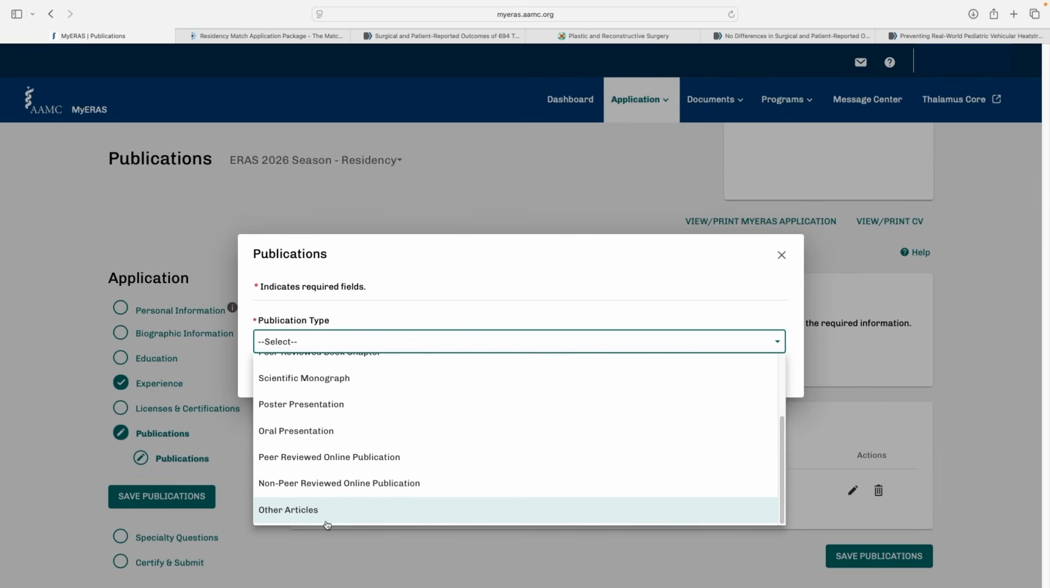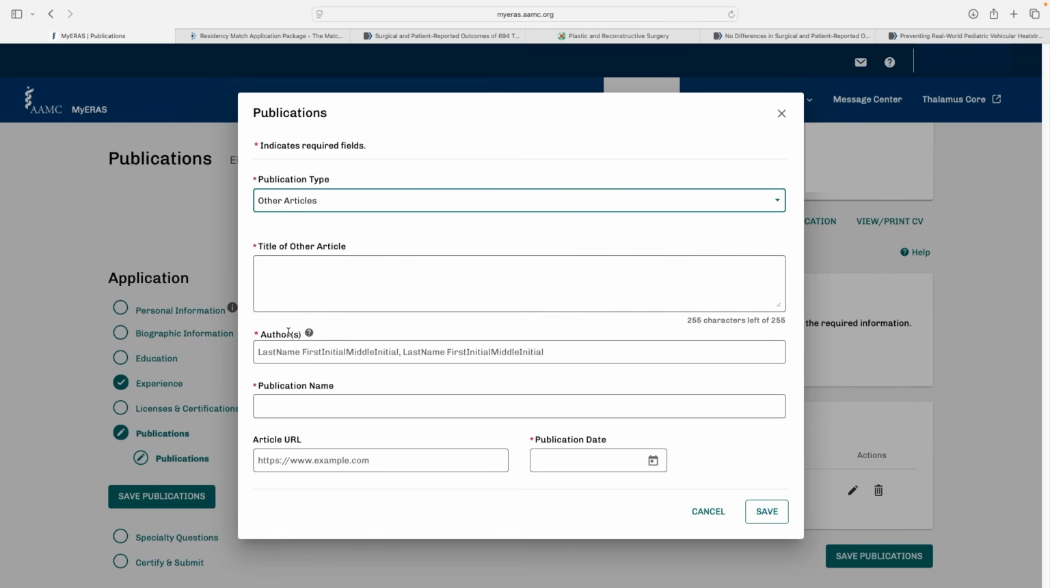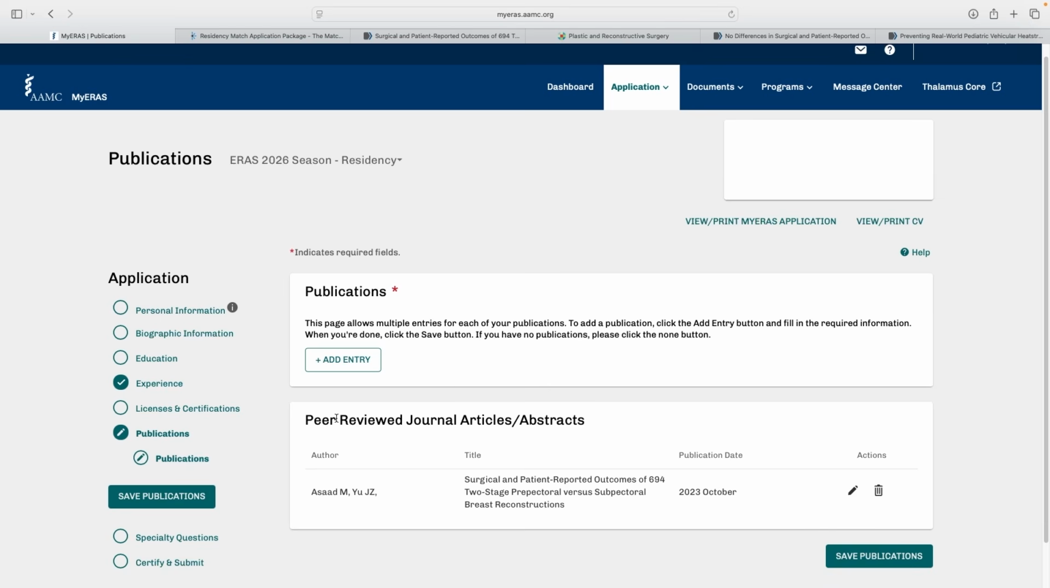And finally, other articles. So if you have an article published that did not fit any of these categories, you can add it under other articles. They will ask you about the title, the authors, the publication name, which is the journal in which it got published or whatever medium this publication went on, and if you have the link for that and publication date. Again, this is one of the tricky sections in ERAS, so if you have any questions about that, don't hesitate to reach out to us or put your questions in the comments below.